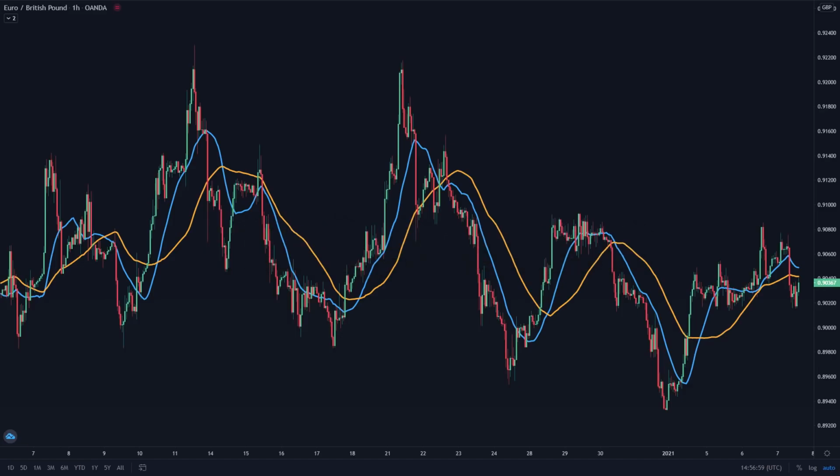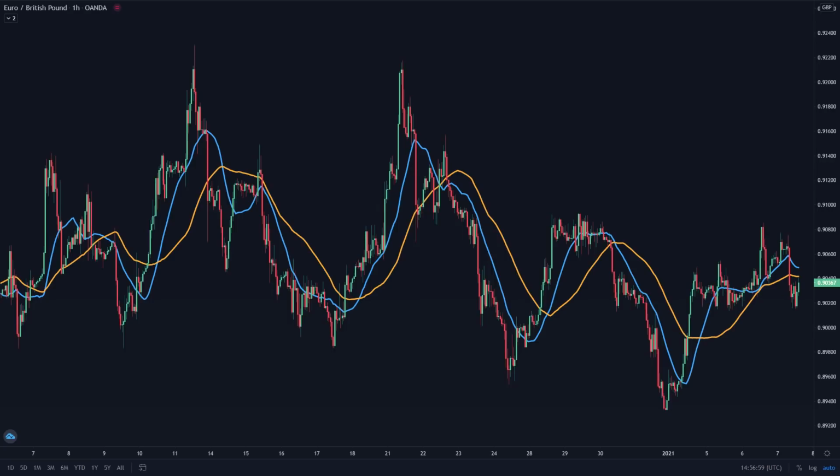But remember, just because a market reacted to the crossover in the past doesn't guarantee 100% that it's going to do that again in the future. However, it will still have a much higher chance of doing so compared to the market that never reacted to the crossover in the first place.